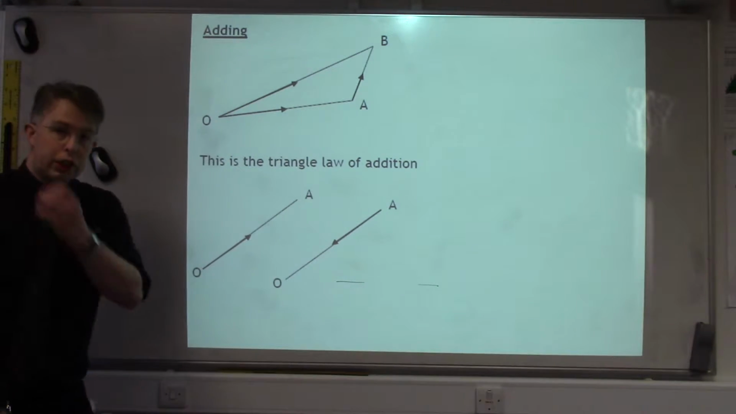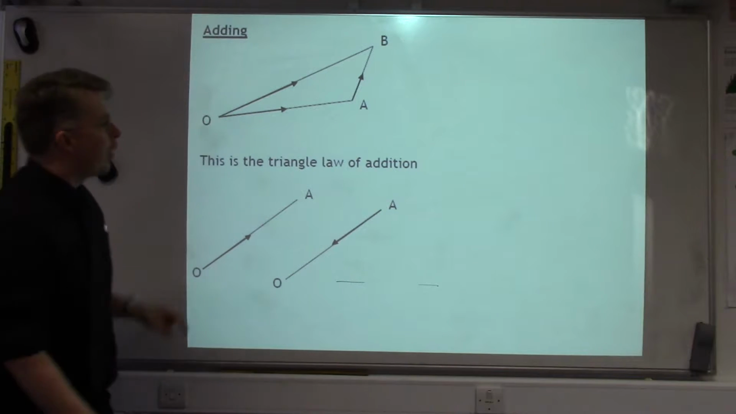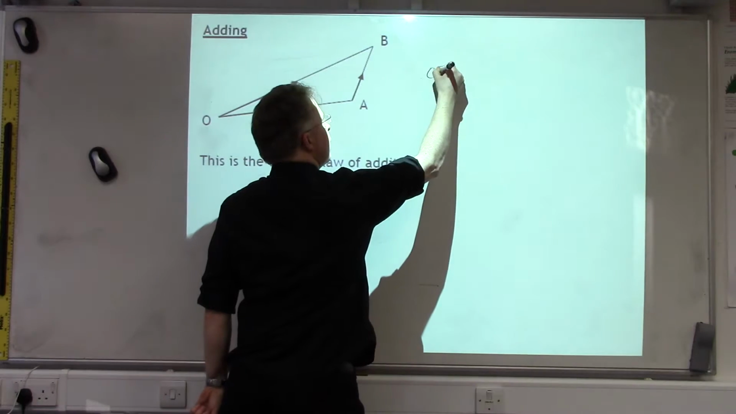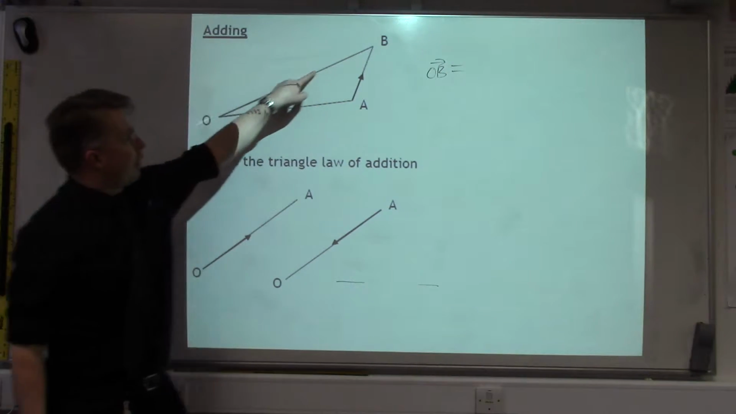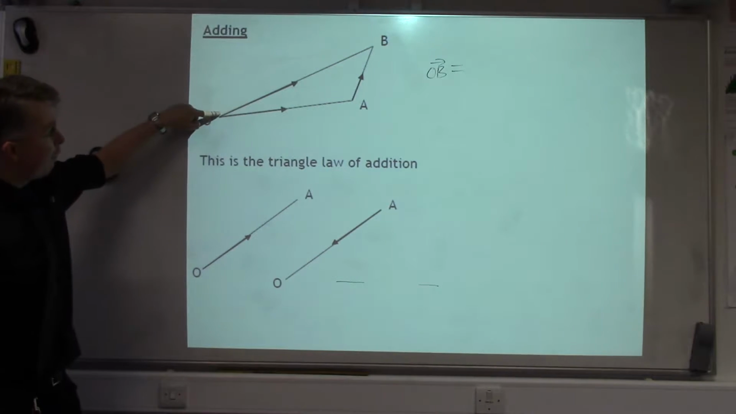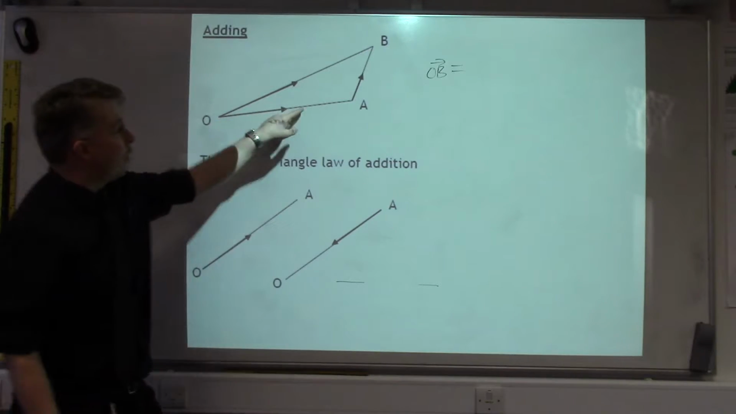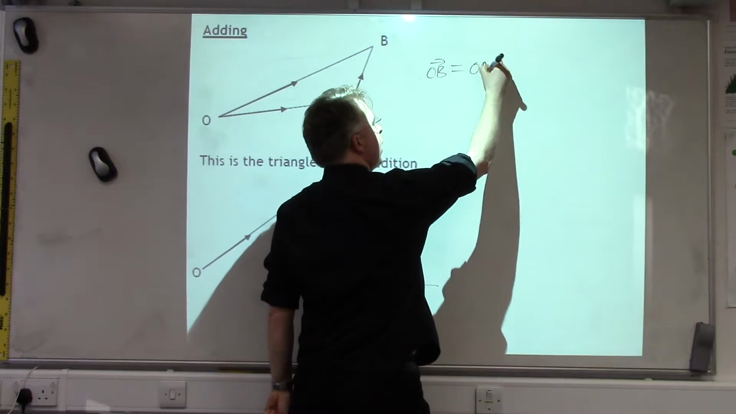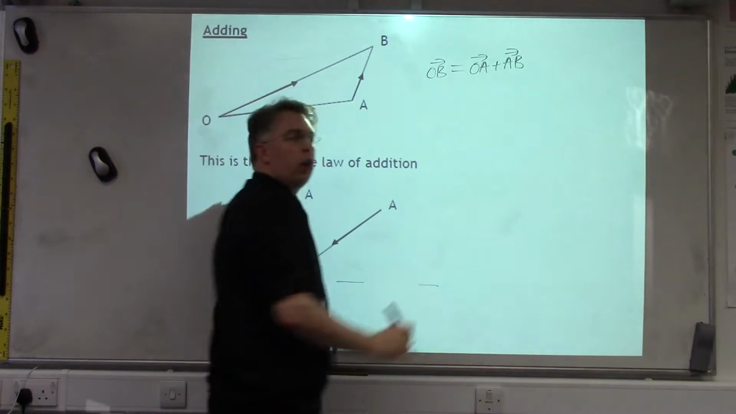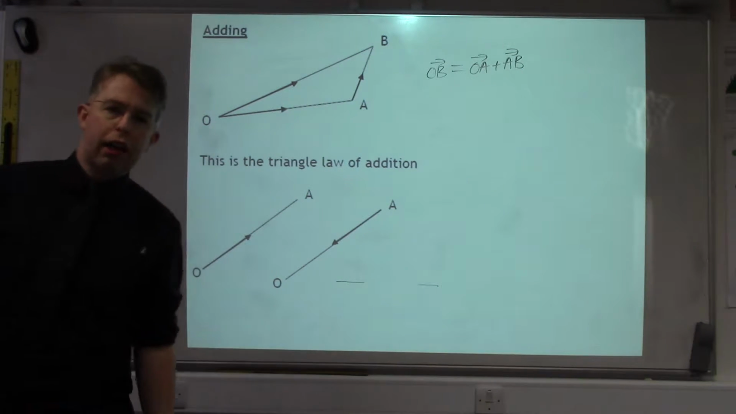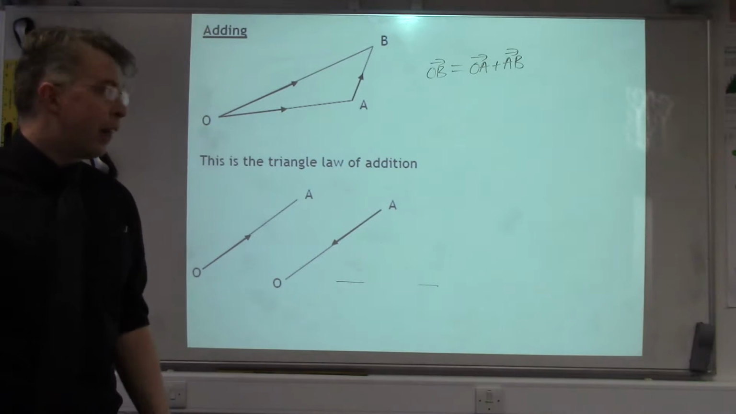Right, adding vectors, we call it the triangle law of addition. So if I want the vector O to B, then I can go there directly, that's O to B, but if I go via another point, A say, we would make it equal to OA plus AB. So as long as you start and you finish in the same positions, then the vectors are equal.